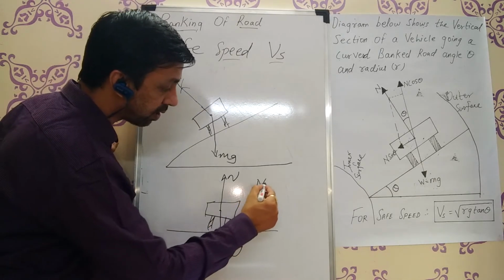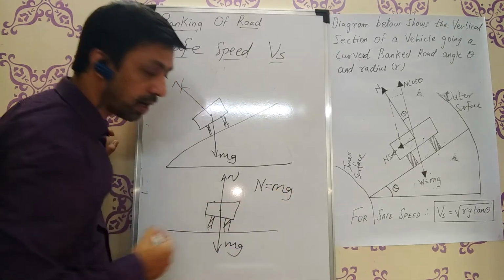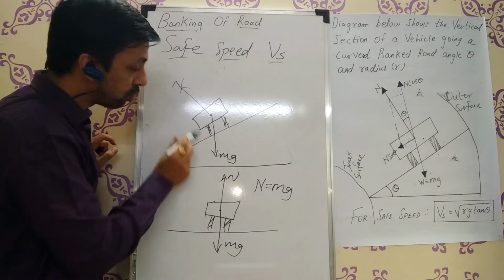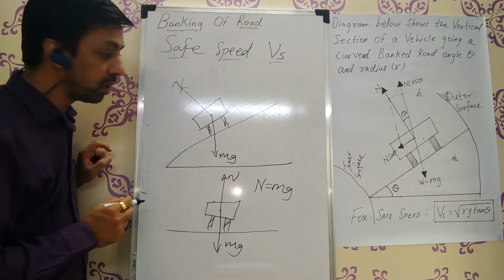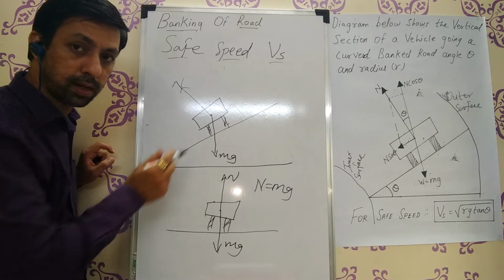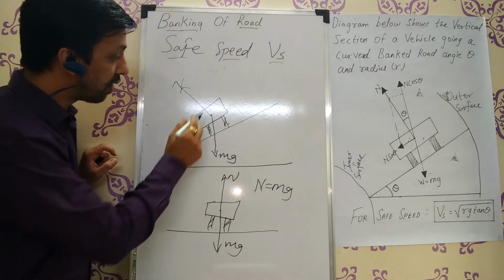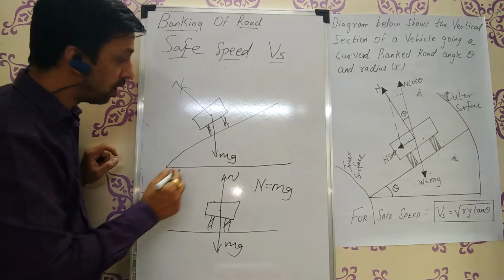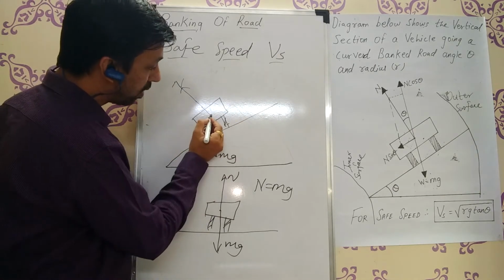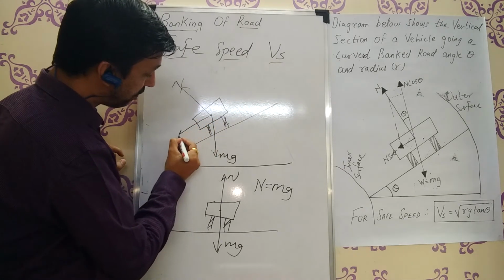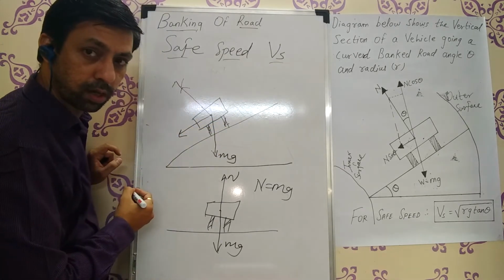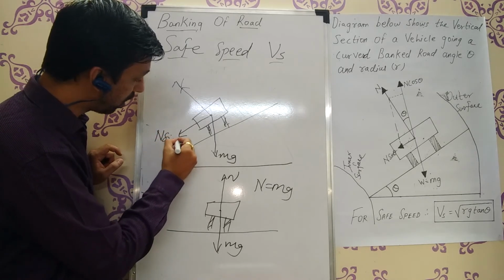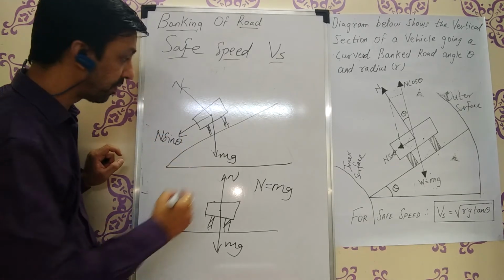That's why the normal balances the weight on a straight road. But when the road is banked, the normal does not balance the weight. So in this condition, we have to resolve the normal into two components. One component goes towards the center. This component is called N sin theta.